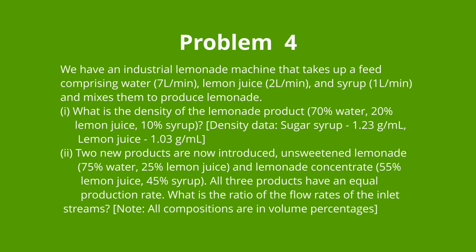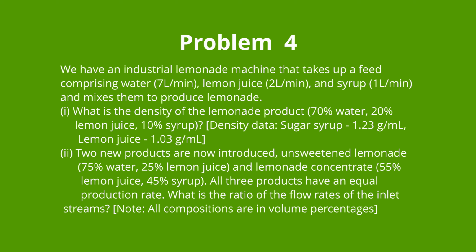We have an industrial lemonade machine that takes up a feed comprising water, 7 liters per minute, lemon juice, 2 liters per minute, and syrup, 1 liter per minute, and mixes them to produce lemonade. Question 1. What is the density of the lemonade product?